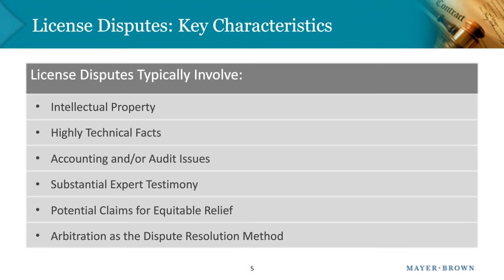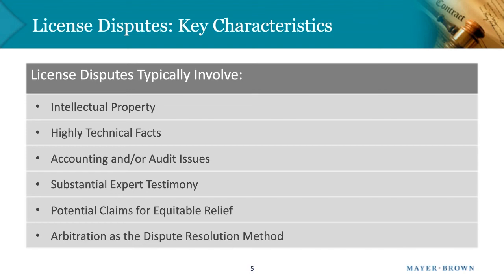Because of the nature of patents and software, there are frequently highly technical facts involved in the dispute, whether it be dealing with the scope of the patents or the technical scope of the license, the operations of the licensed products, or even the validity of the patents themselves. In addition, there is almost always a dispute over payments, or lack thereof, or a dispute over the way in which payments were calculated. So accounting or auditing issues are a common theme in these disputes because, let's face it, the bottom line is people are always fighting over the bottom line.